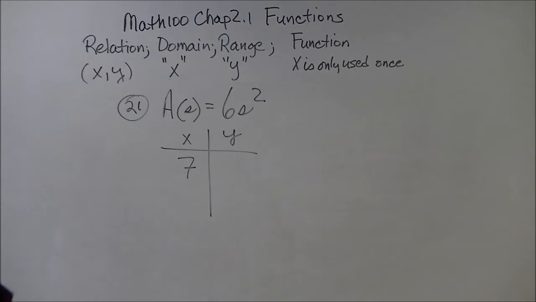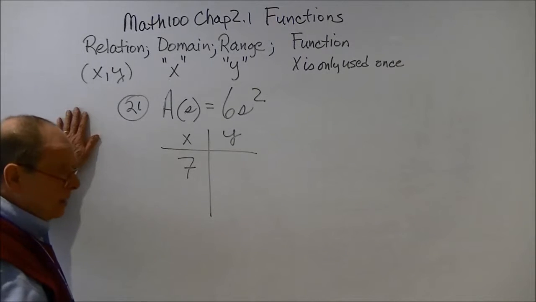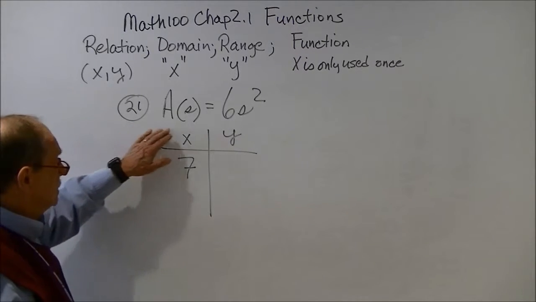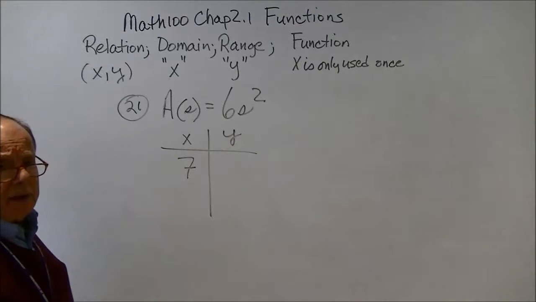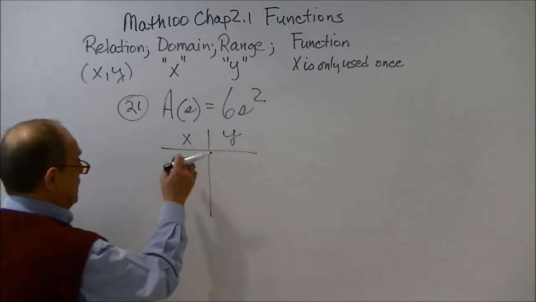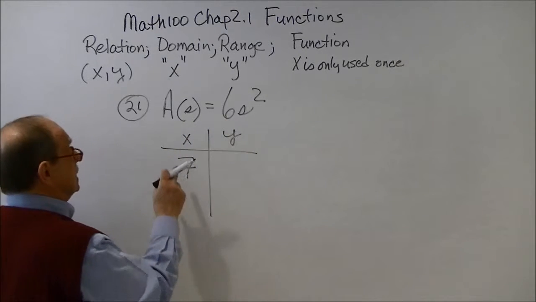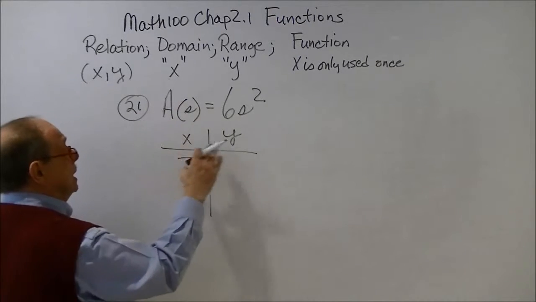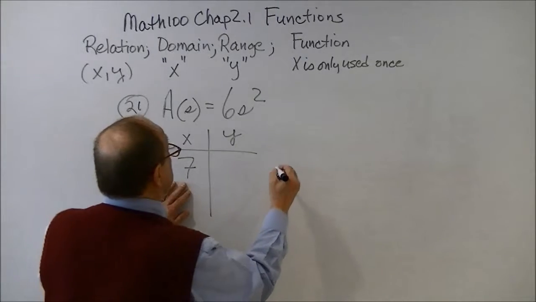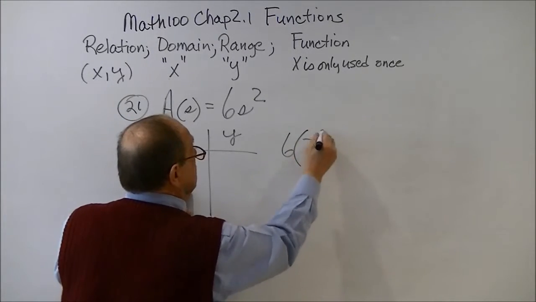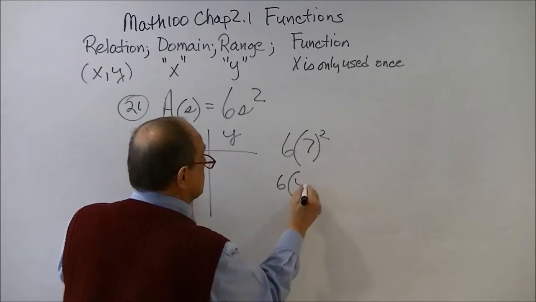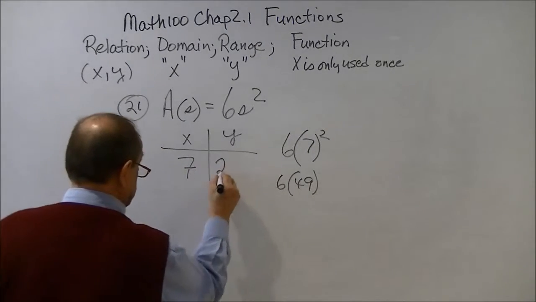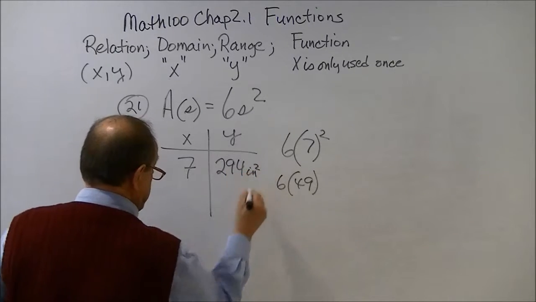Numbers 19 and 20 are ones that are on the page that use a calculator, so graphic, we're not doing those. So for 21 though, it says here's a function of finding the surface area of a cube, and here's the formula. So they're saying if this is 7, what will y be? What will the area of this cube be? Well, we're going to put 6 times 7 that we're going to square, and it's going to be 6 times 49, and I believe that is 294 inches squared.